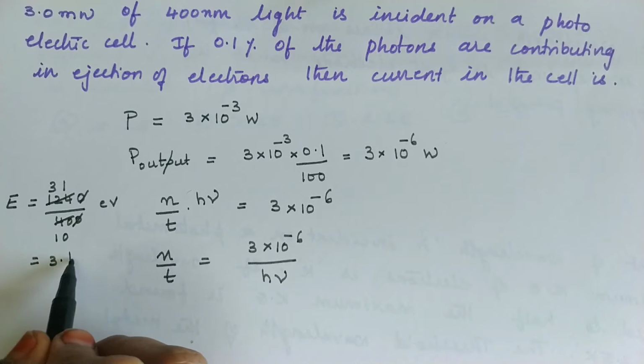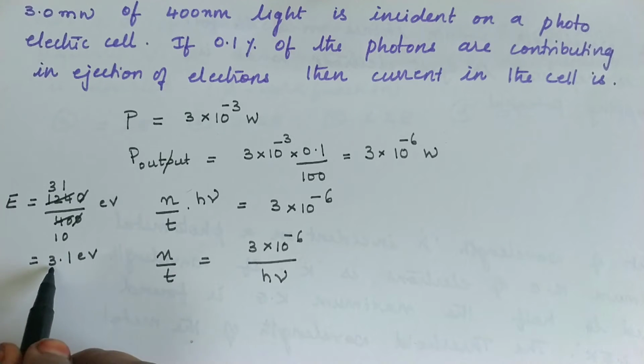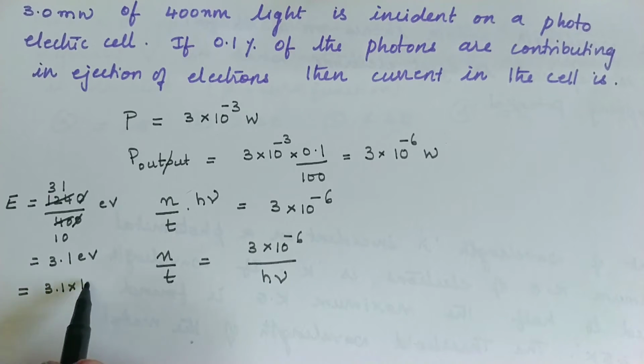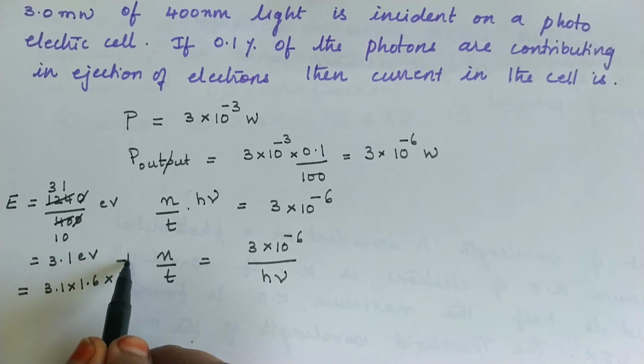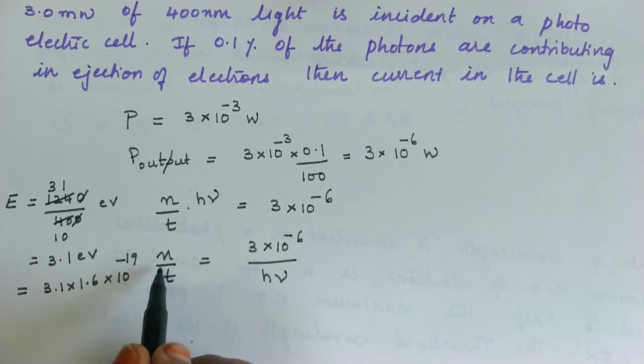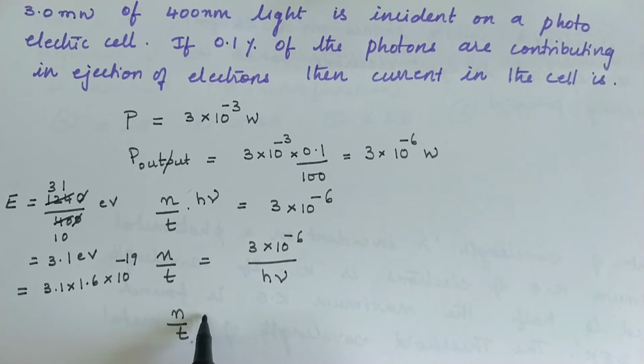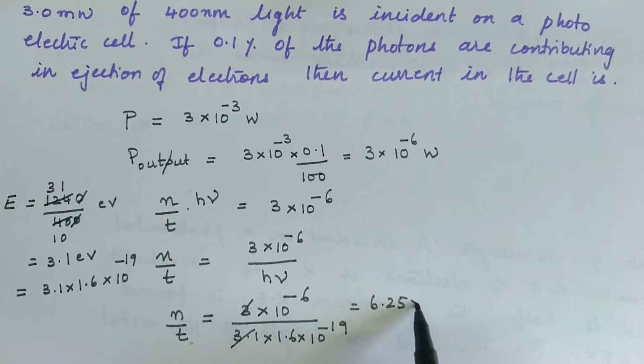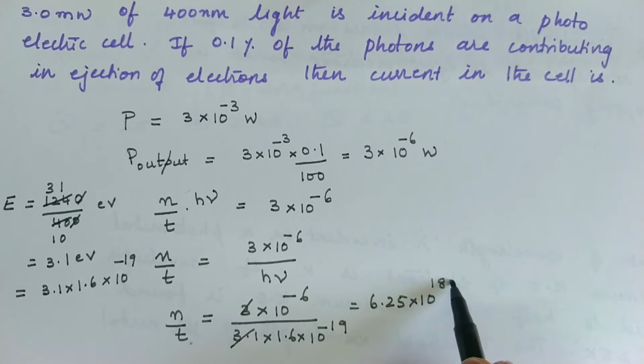Okay, 3.1 electron volt. If energy is 3.1 electron volt, in joules I can write it as 3.1 into 1.6 into 10 to the power minus 19. So I'll keep it as it is. So what is the number of photons incident on the surface which are releasing electrons? It is 3 into 10 to the power minus 6 by, I'm writing the value of energy in joules, 3.1 into 1.6 into 10 to the power minus 19. So cancel off this 3. 1 by 1.6 into 10 power minus 19 is 6.25 into 10 power 18 and minus 6.